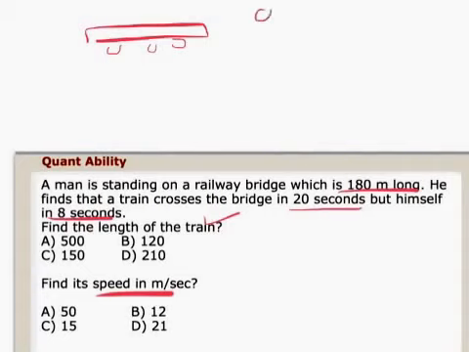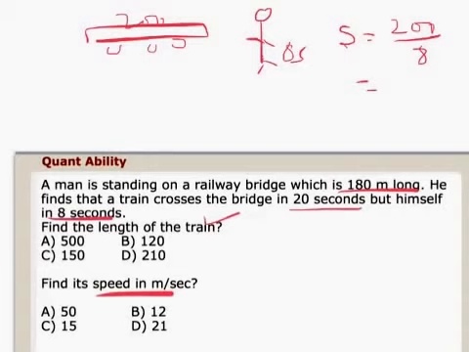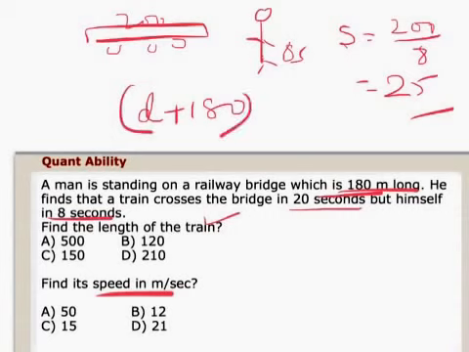So how much time will it take to cross a man? Suppose the length of the train is 200 meters and it crosses the man in 8 seconds. So how much will be the speed of the train? 200 meters by 8. Any doubt in this? 25 is the answer. Now in this case we have been given 2 things. There is a man and a bridge. So we have to consider the length of the train as d and the total length of the bridge plus train is d plus 180. The train takes 20 seconds to cross this. That's the speed of the train. In another case, the train takes 8 seconds to cross the man. So if I equate 2 things, I'll get my answer.